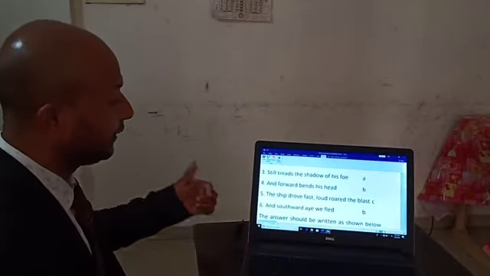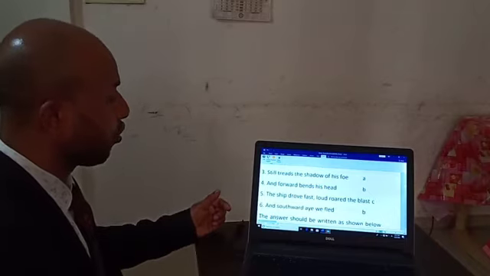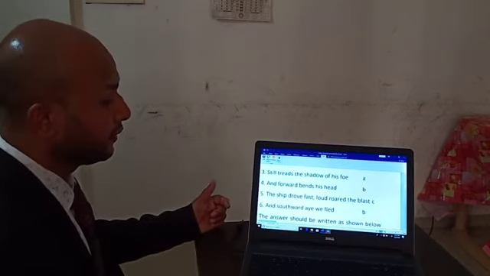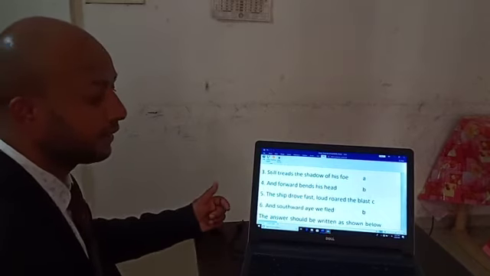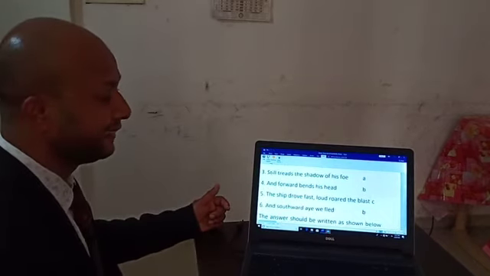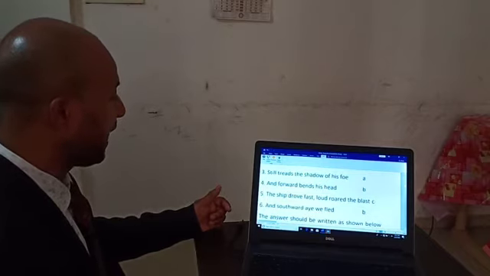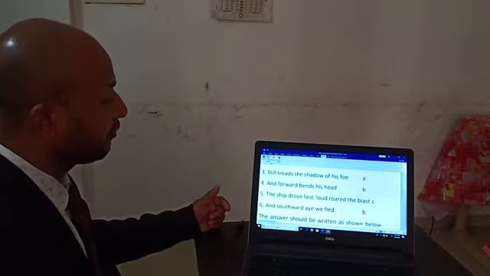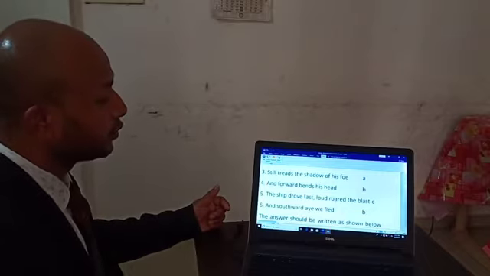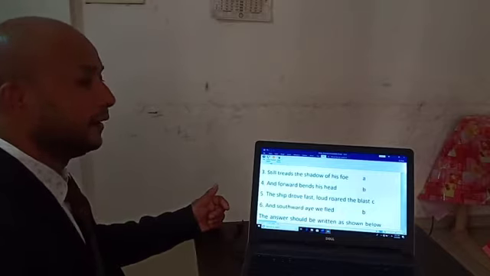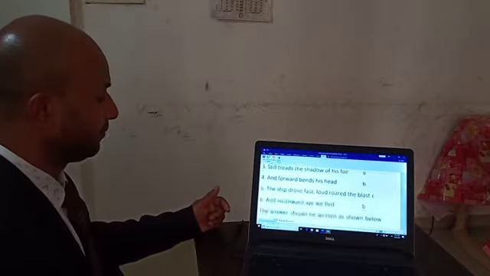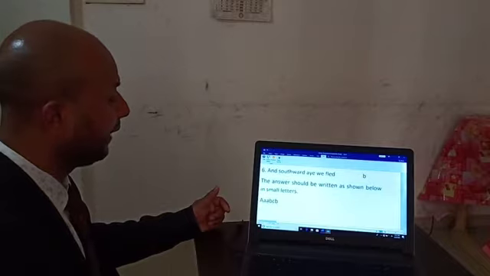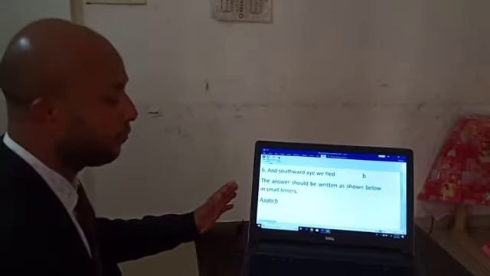And again the fifth line, the ship drove fast, loud roared the blast. Again the sound is different here. It is altogether a different word. That's why he is giving another imaginary name, C. And the sixth line, and southward aye we fled. Head, fled. This is similar to B. So the imaginary name is given B here. The answer should be written in small letters as shown below: a, b, c, b. This is the rhyming scheme of this poetry.